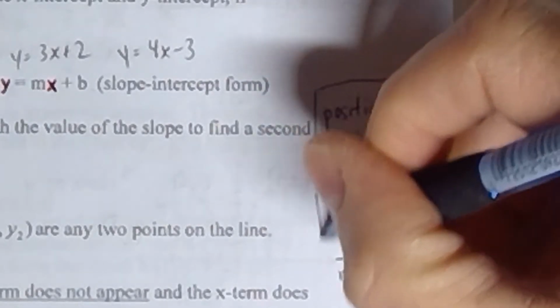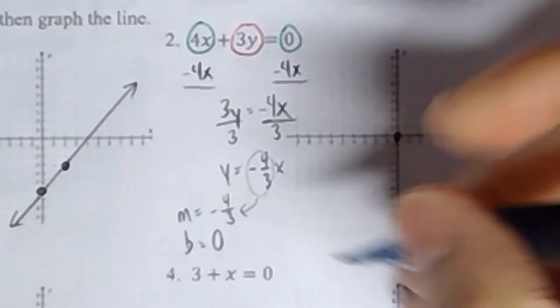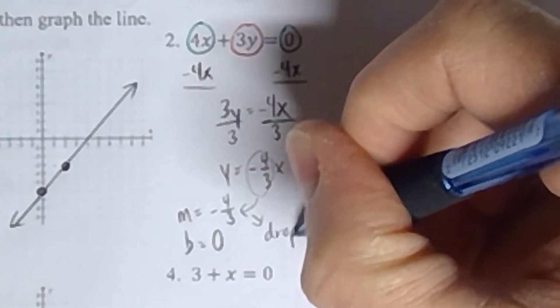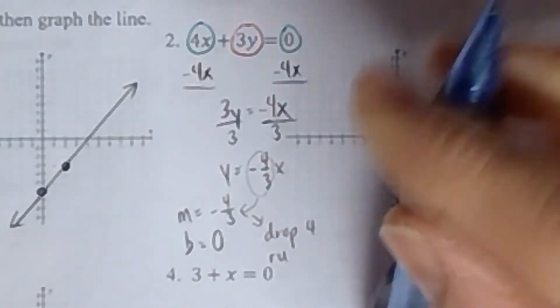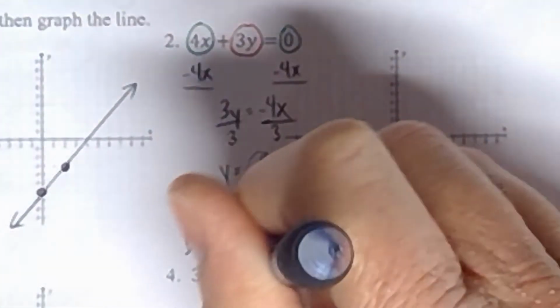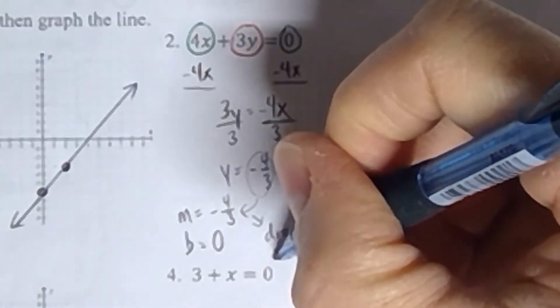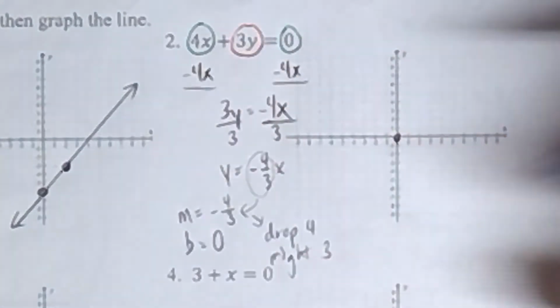Like this. Okay. And so because we have a negative 4/3 right here, this is going to be what? This is going to be drop 4 and run to the right 3. Let me just write down the word right here. Okay, we already know we're running. Run to the right 3. There we go. Okay.